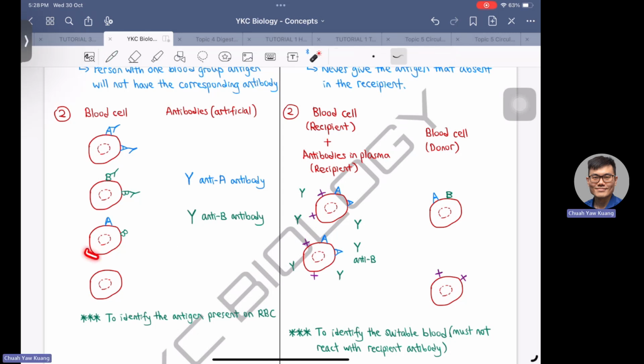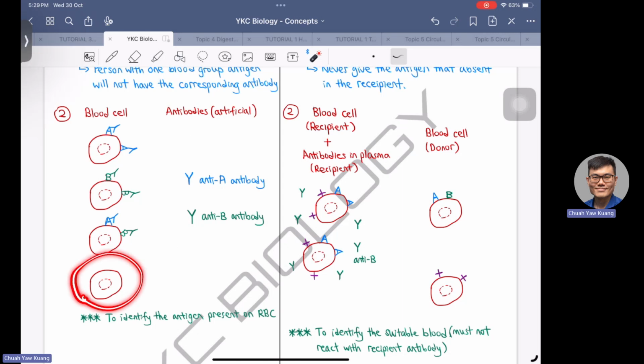For the AB blood group, their blood cell will have the A antigen and the B antigen on the surface. So if you add the anti-B antibody, it will bind to the B antigen. If you add the anti-A antibody, then it will bind to the A antigen. So this type of blood cell is going to clot and show agglutination no matter whether you add the anti-A antibody or the anti-B antibody.